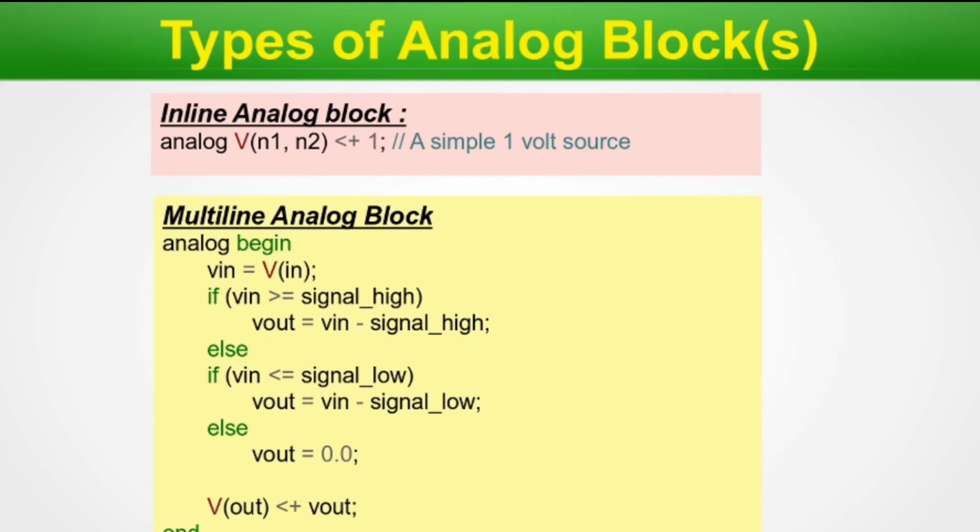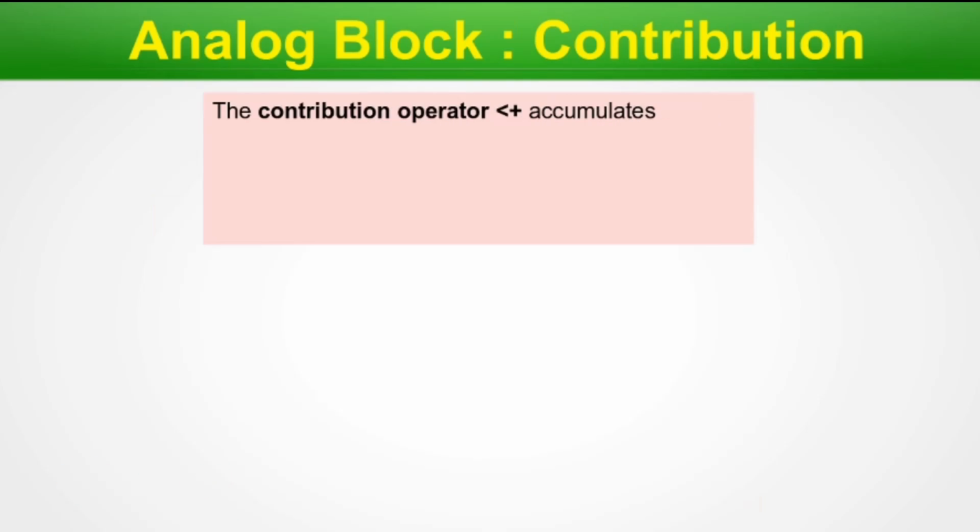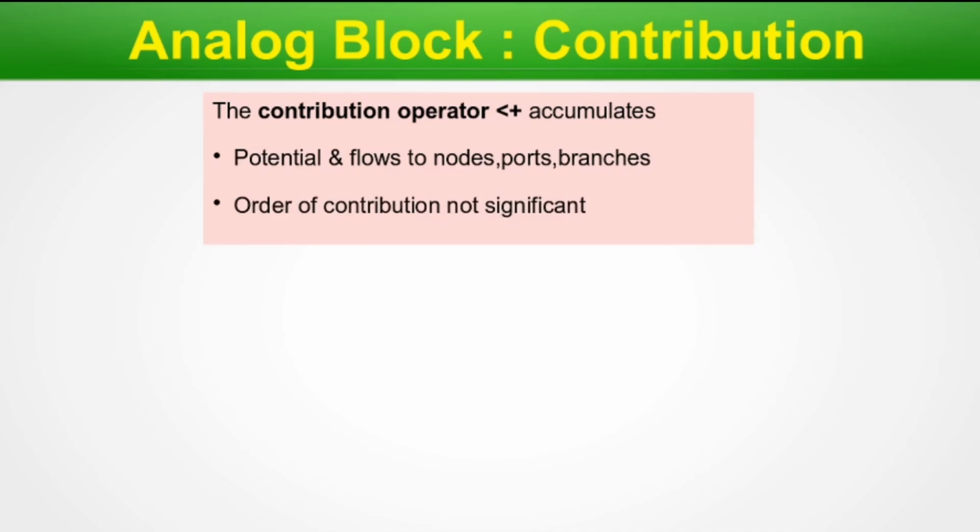One is an inline block, which we sometimes use for very simple declarations, like in this case a simple 1 volt source. Generally our coding will be the multi-line analog block where we define different conditions as well as contribution equations. So let's talk about the contribution. The contribution operator accumulates potential and flows to nodes, ports and branches; their order of contribution is not significant. In one particular analog block there could be more than one contribution equation, but their sequence is not important because they are evaluated simultaneously.